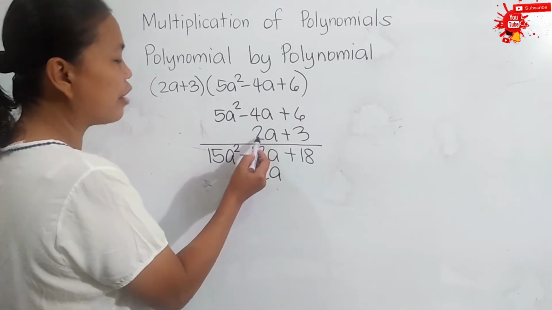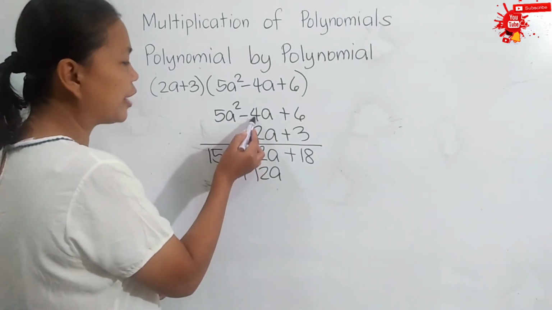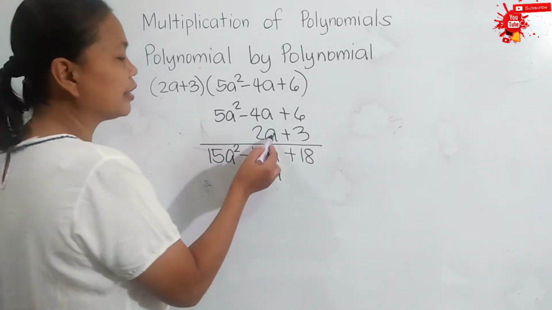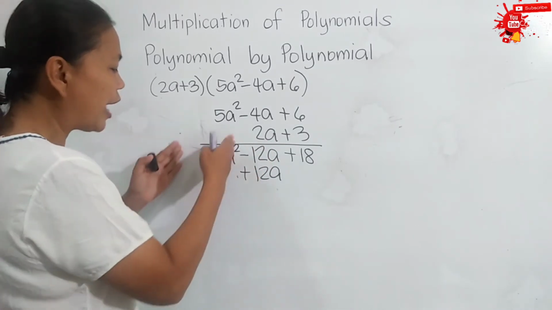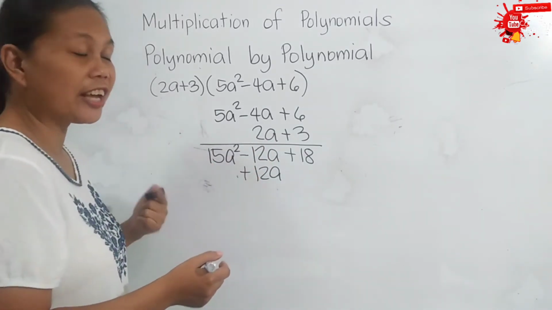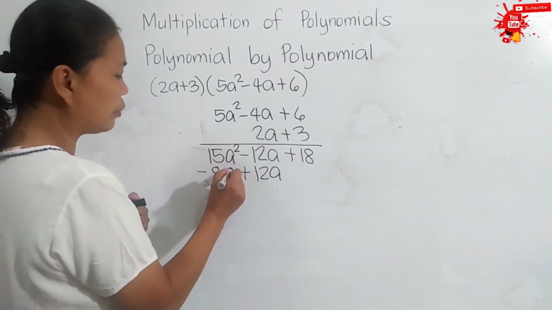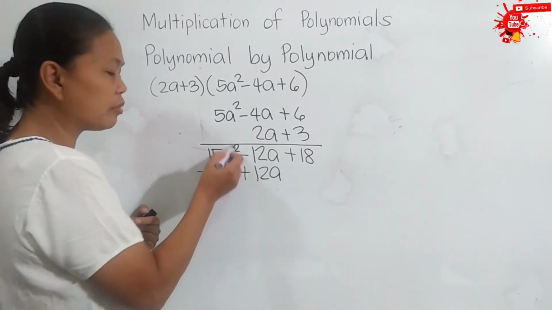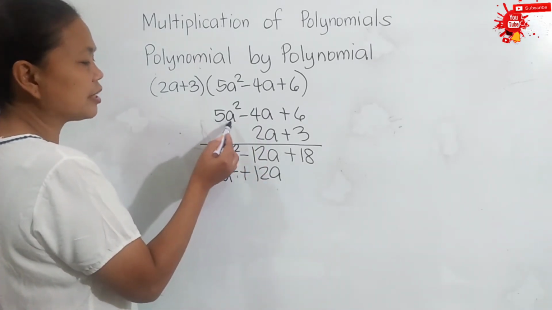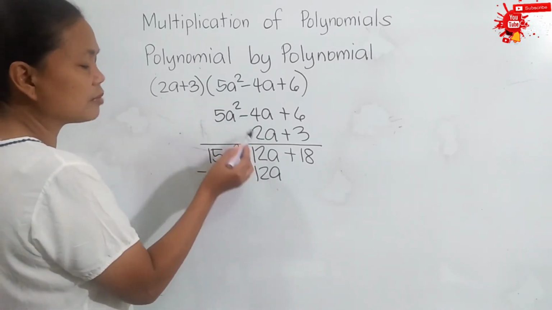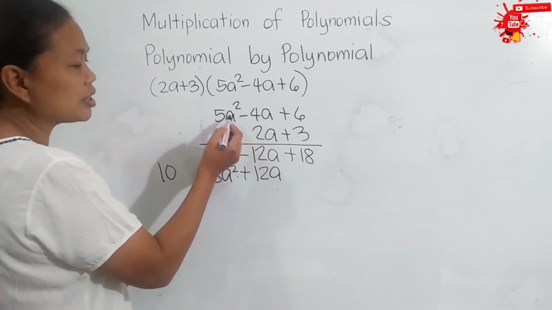Okay? Now, we have here positive 2a times negative 4a. So, positive 2 times negative 4 is negative 8. Then we have here a times a. So, we add the exponent. We will have a squared. So, we will align it with 15a squared because they are similar. So, we have negative 8. So, 1 plus 1, we have 2. Then, we have here positive 2a times positive 5a squared. So, positive 5 times positive 2, we have positive 10. And then, we have here a times a raised to 2.